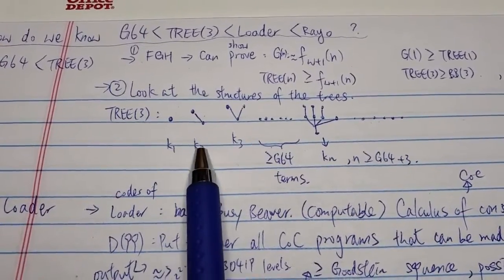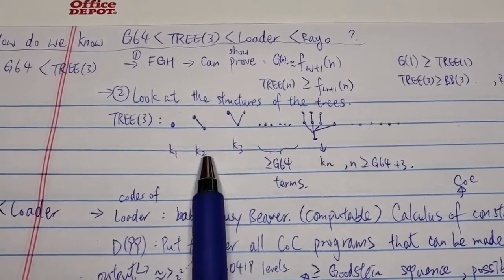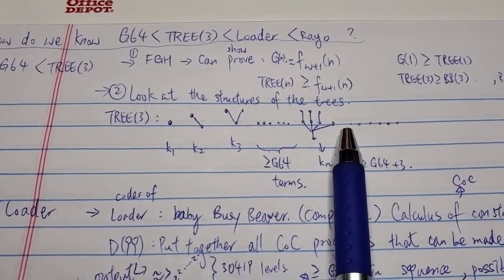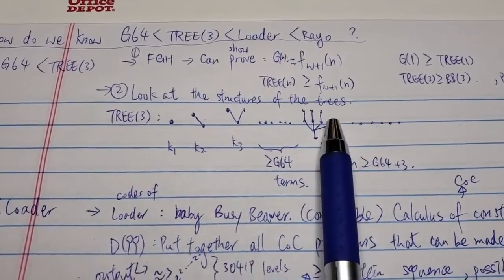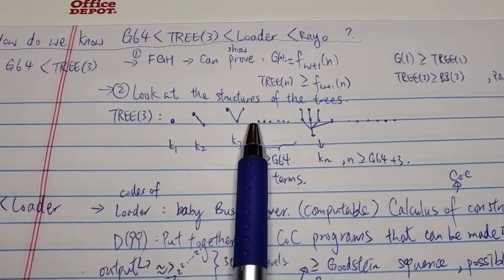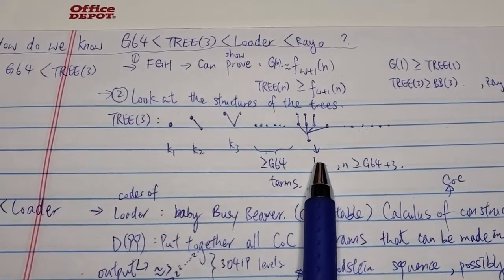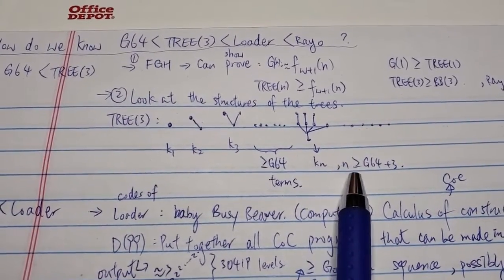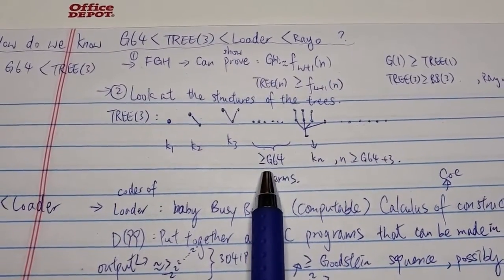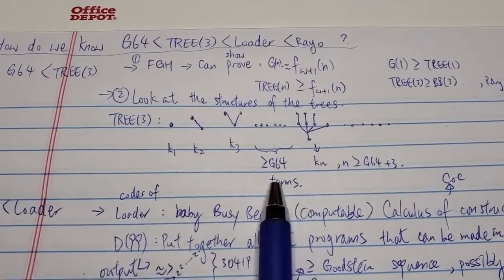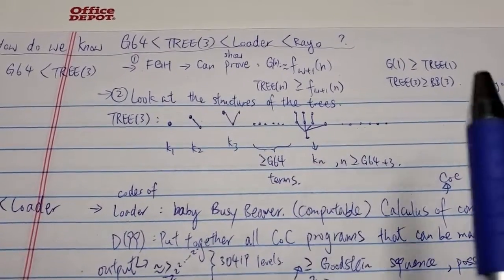So it can be shown in some proofs that, let's say you draw the first one, this is the second one, this is the third one. And of course, eventually you can draw, for example, this tree over here. And you can prove that between, let's say, the third tree and this tree over here, KN, in between these two trees, there are at least G64 number of terms. Of course, this number is much bigger than G64. I'm just showing you an example.